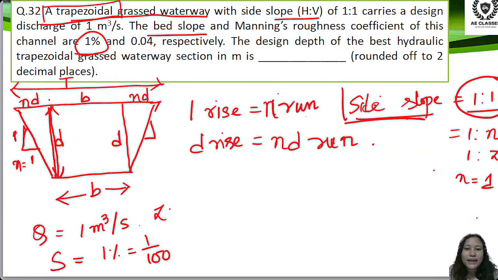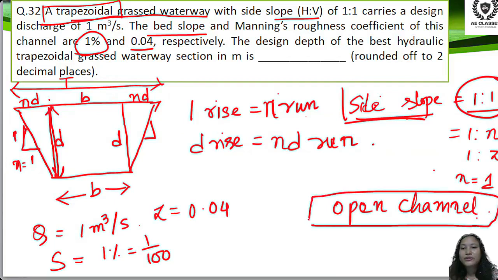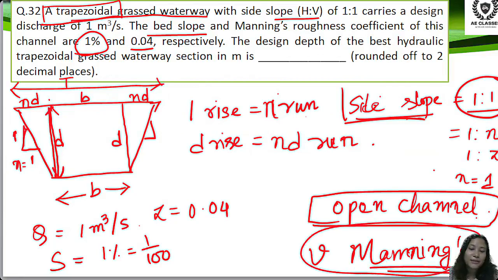Okay, so z is equal to how much? 0.04. Now remember, whenever you solve any problem related to open channel flow, you will always find the velocity calculation using Manning's formula. This is very important, memorize it, do whatever you have to, but keep it remembered. We will discuss the formula of the velocity for open channel flow later.